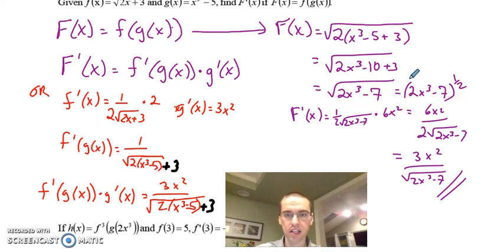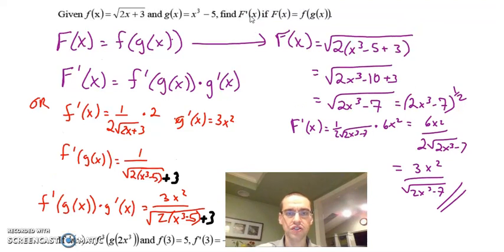What I did over here in purple is I found what f of g of x was first, distributed, and then took the derivative of what f of g of x was without using the rule. Either way is fine. Do not think that one way is better than the other. It's not. Either way is fine. I find this way to be easier, but that's just me personally.